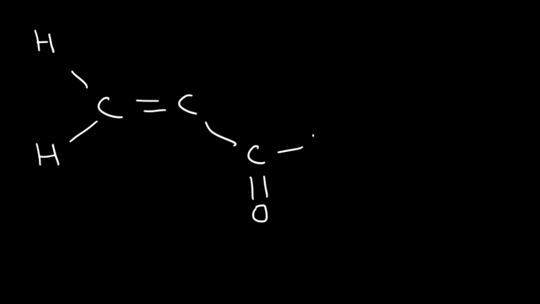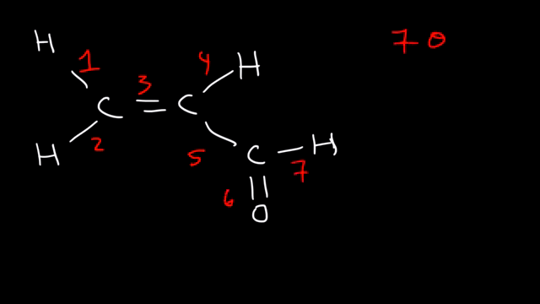Now let's say you have a structure that looks like this. How many sigma bonds are in this structure and how many pi bonds are there? Every bond contains one sigma. So 1, 2, 3, 4, 5, 6, 7. Therefore, there are 7 sigma bonds. And every double bond has one pi bond. So 1, 2 pi bonds.